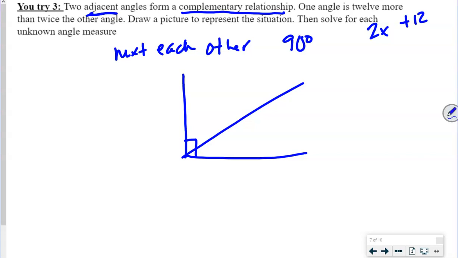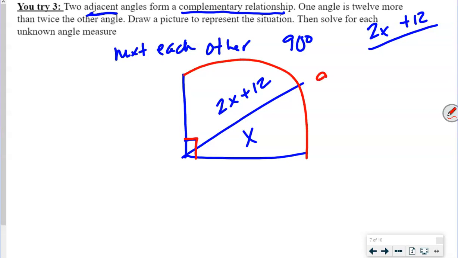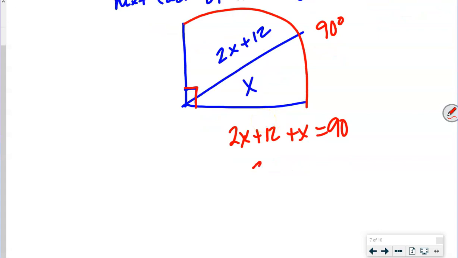So notice that I said 2x because I don't know what the measure of the other angle is. So I'm going to say this one is x, and then this other one is going to be our 2x plus 12. Now we have this right angle symbol here. See that? So that means when these two angles are added together, they're going to equal 90 degrees, right? So we're going to go 2x plus 12 plus x equals 90. So what is 2x plus x? That's 3x, right? Plus 12 equals 90.